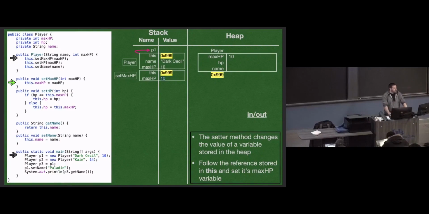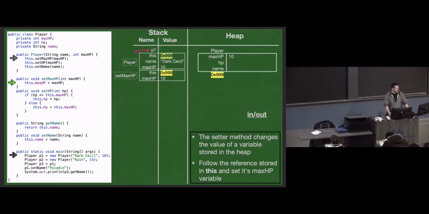If you don't use this dot, since it always comes up, I'm just going to talk about it. If you don't use this dot, and I just said setMaxHP of maxHP, what Java will do is look for a method named setMaxHP by following this dot. It's going to go to the object referred to by this and look for a method of that name. And if it finds it, then it's going to use that method.